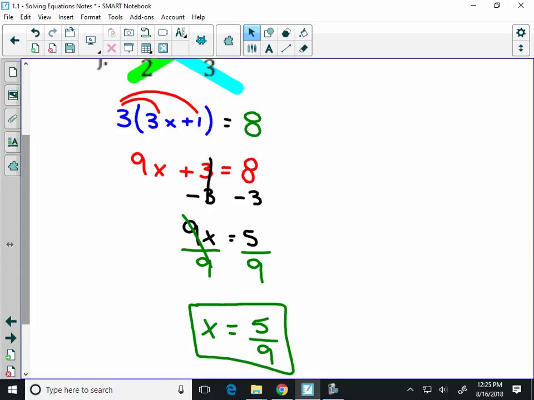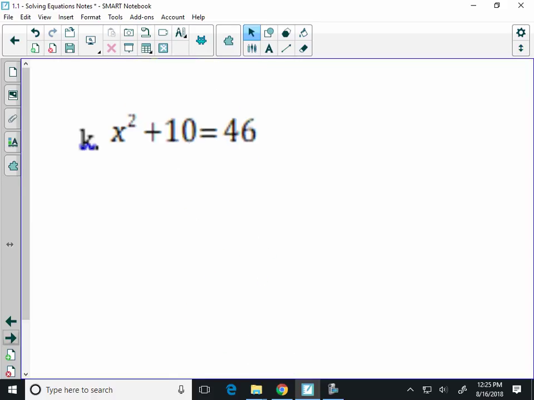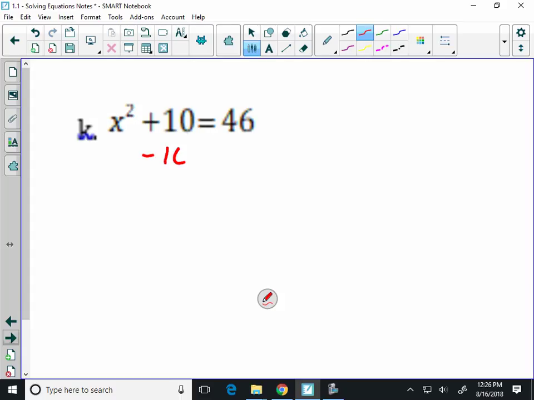No? Okay. Last two pretty quick. Here, again, we have to get x by itself. What are we going to do to get x by itself in this one? 10. And 46 minus 10 is 36. Is x by itself? Oh, so it's an exponent, right? Trenton, what do we have to do to get rid of that exponent? Good. We have to square root both sides, because we are squaring the x.